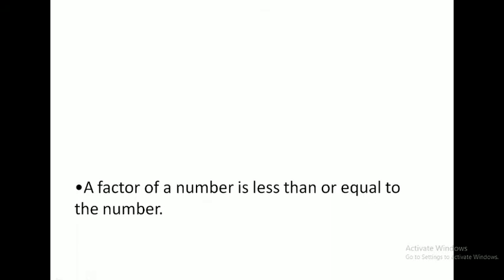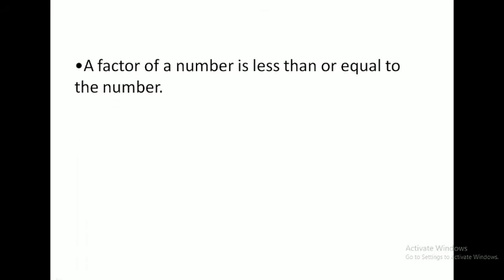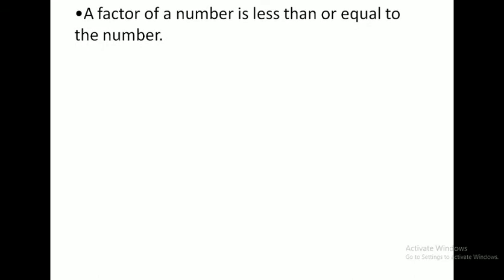So, moving to the third property, children. A factor of a number is less than or equal to the number. We will take the same example which I have shown you in the previous slide, that is the factors of 12. So, the factors of 12 are 1, 2, 3, 4, 6 and 12.